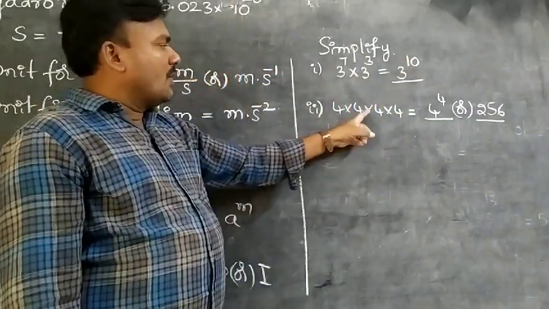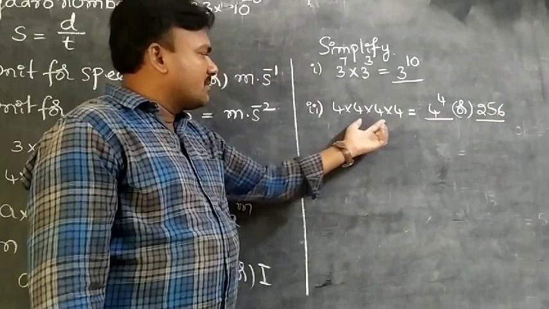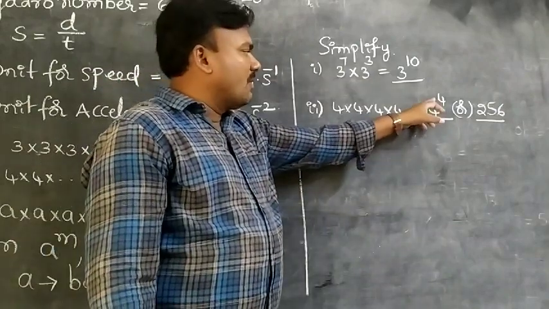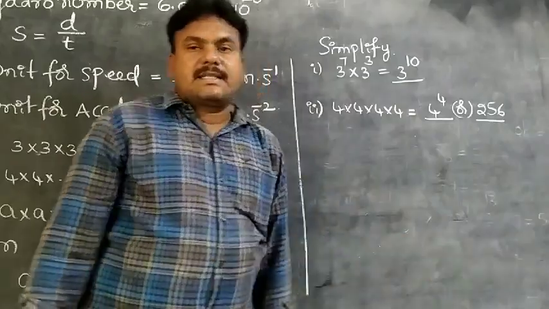Next, 4 into 4 into 4 into 4. Here 4 appears 4 times, so it can be expressed as 4 power 4, or 256.